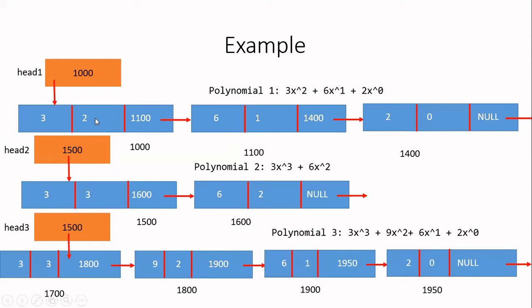Now I have created all the three nodes in my linked list. I should know what is the starting address of this particular linked list. For that only, we have the head one pointer.